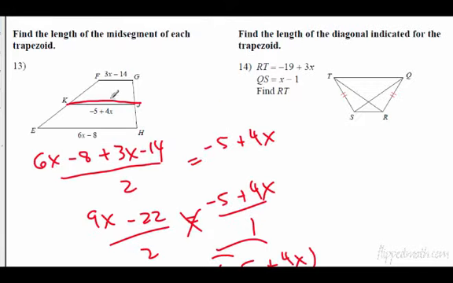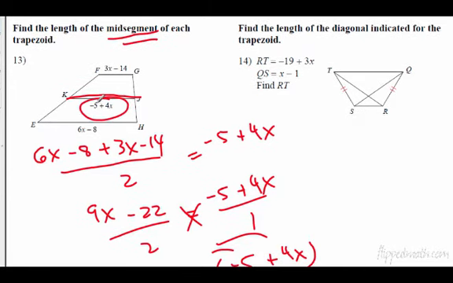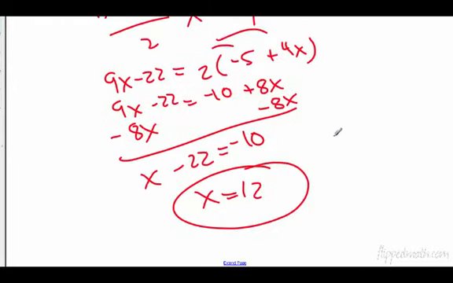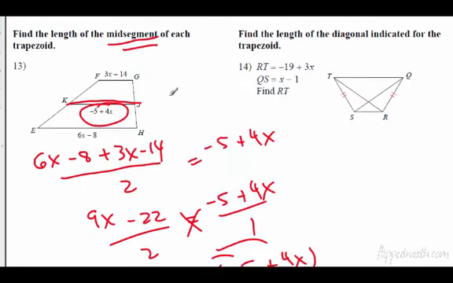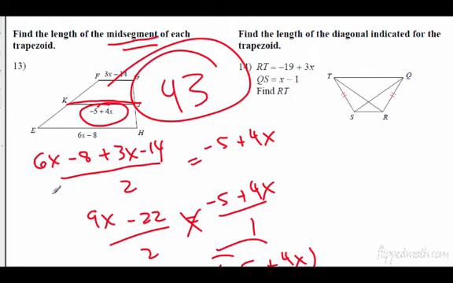What's it want us to do? Are we done? Please tell us we're done. Find the length of the midsegment. Oh, man. So the length of the midsegment is negative 5 plus 4x, which is negative 5 plus 4 times 12. Negative 5 plus 48, which is 43. The length of the midsegment is 43. Please circle it so everybody knows what your answer is.